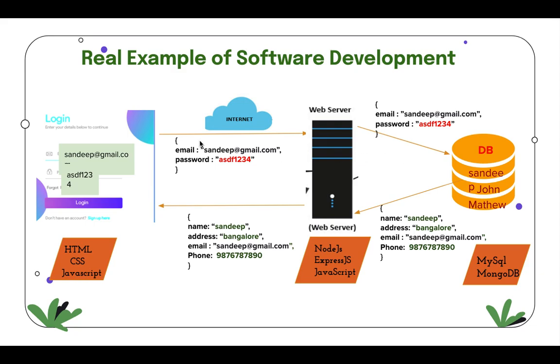Whenever you go to any website, you will see there is a login page and a sign up page. Once you type the details like email and password, you just click on the login button or sign up button. What happens? That data will go in this format, email as this, password as this. Through the internet, it will go to the web server. Once the web server receives that query, it will send it to the database and check what record is available with this email and password. So it's matching the Sandeep record because the email is Sandeep.